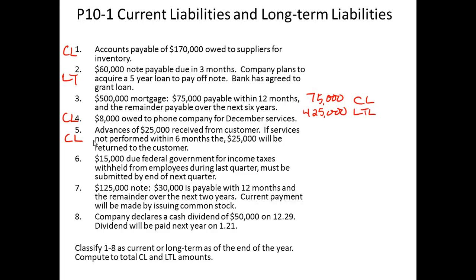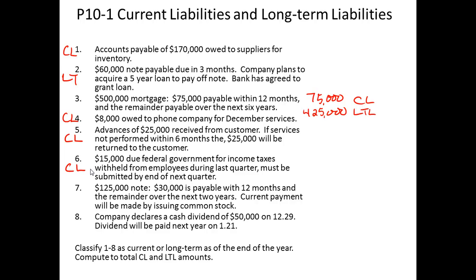Number 6, $15,000 is due the federal government for income taxes withheld from employees during the last quarter, and they must be submitted by the end of the next quarter. So within a short period of time, the federal government wants you to remit those taxes, thus it's a current liability.